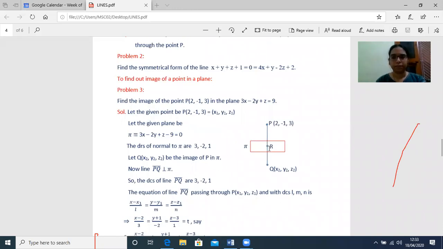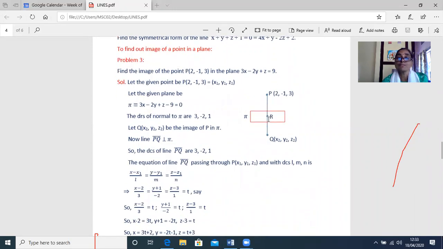What is this R? This is not only a point on the line PQ, it is also a point on the plane. Once we fix Q as the image of the point P in the plane, this line PQ touches the plane pi at R, and this R is the midpoint of the line PQ, girls.